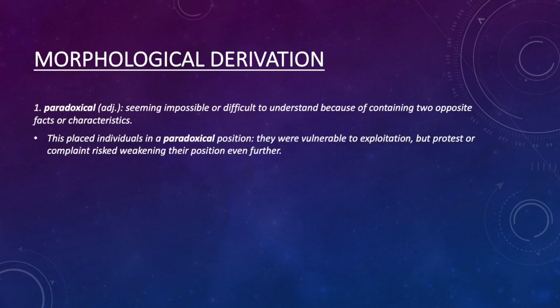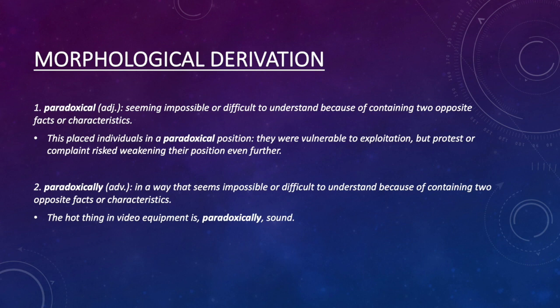First is an adjective called paradoxical. It means something impossible or difficult to understand because of containing two opposite facts or characteristics. Secondly, is an adverb called paradoxically, which is based on the adjective paradoxical. Paradoxically means in a way that seems impossible or difficult to understand because of containing two opposite facts or characteristics.